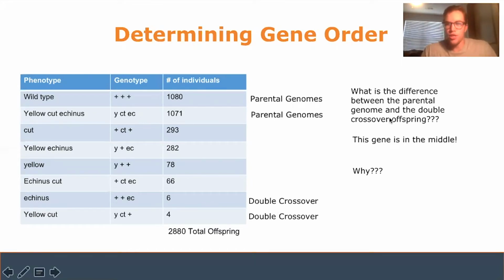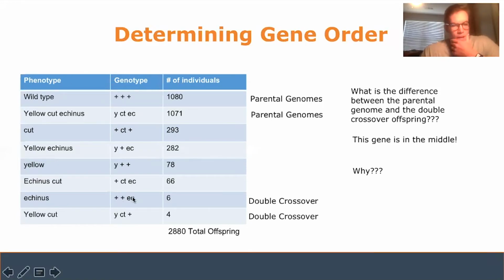But so looking at these, once you've identified them, you just look at what's the difference, what changed between these 2 phenotypes. So the parental genotypes we now know are wild type at all 3 loci, and also yellow, cut wings, and echinus eyes. Those are the 2. So one of the parents had yellow body, cut wings, and echinus eyes, and the other one was wild type in all 3 of those factors.